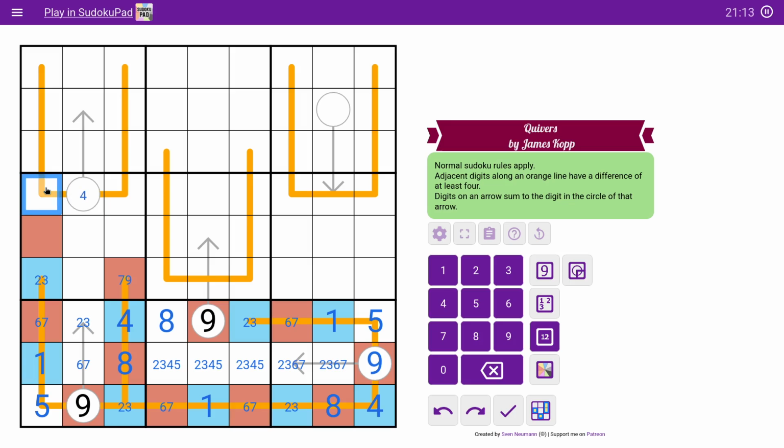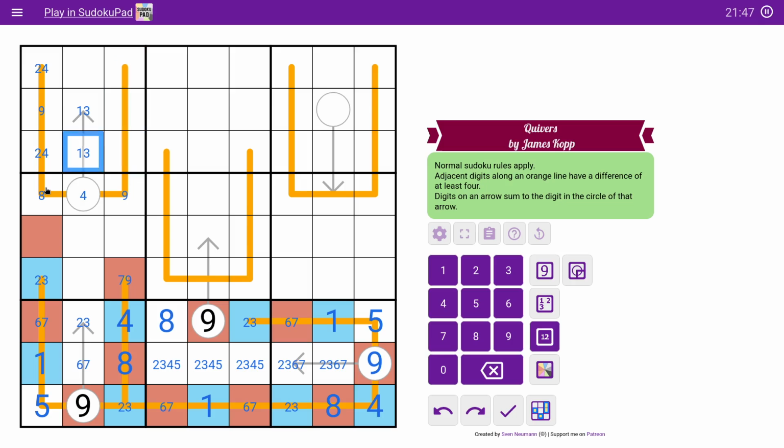If this is 4, we have 8, 9. Making this a 9. Making these 2, 3, 4. Well, no 3 because this is a 1, 3. I think this being a 1, 3 wrecks this.